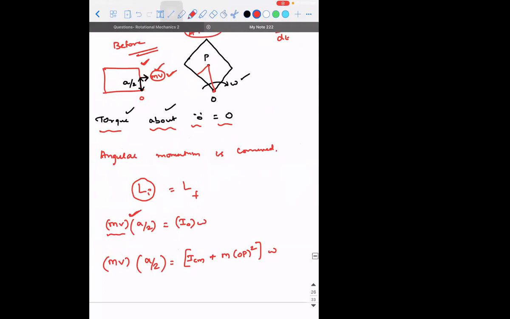Had you told A by 2, that would have been wrong. It is A by root 2. Means it's a three-dimensional shape. Understand, okay? It is from one of the corners, from one of the corners to the center. It is going to be A by root 2.